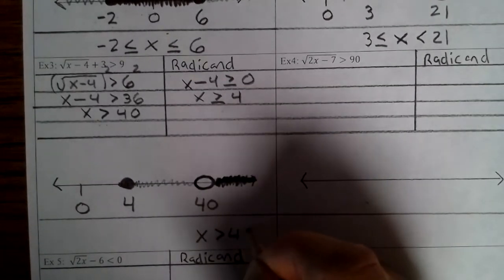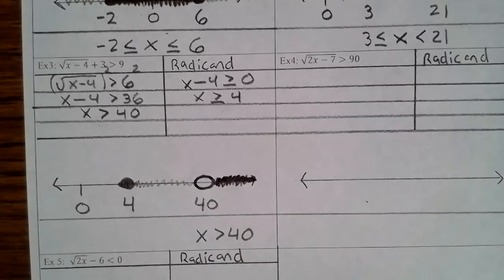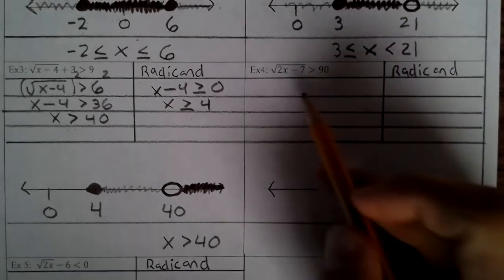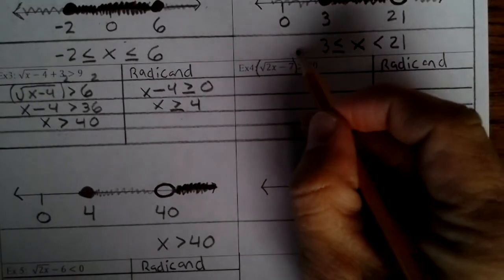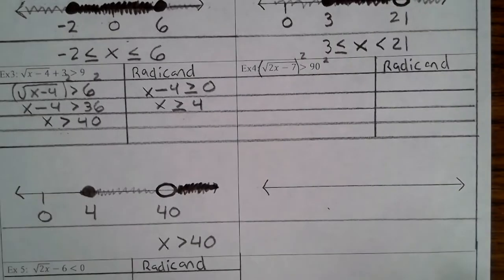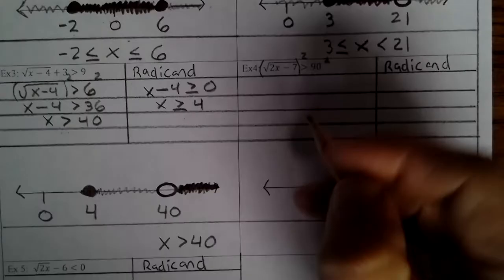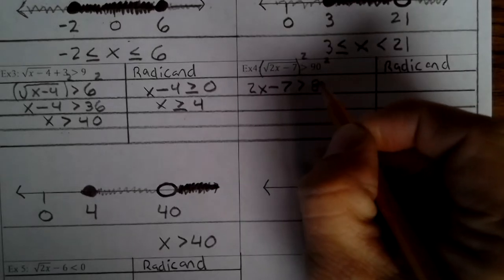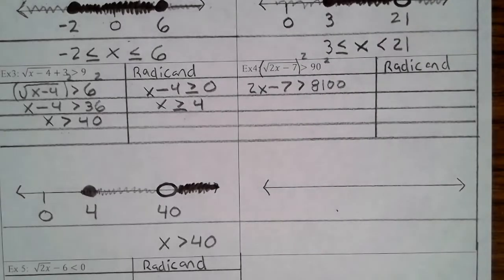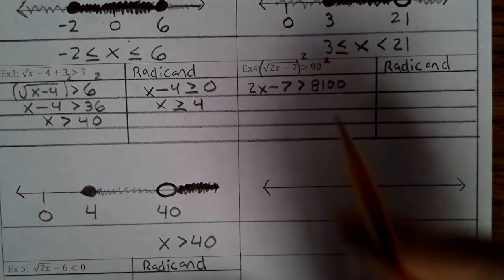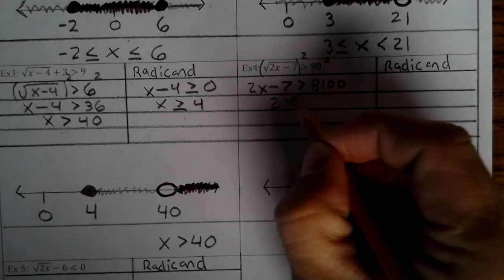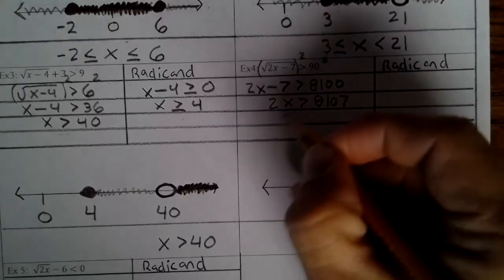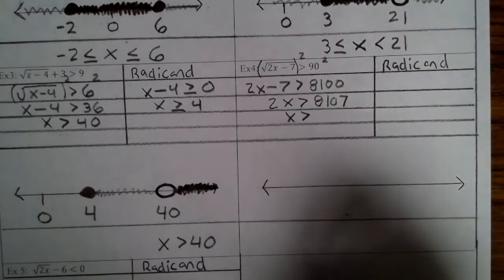All right, let's take a look at example 4. Okay, so the square root's isolated, so we're going to square both sides. So that unsquares the square root, so that's 2x minus 7 greater than 90 squared, which is 8100. Okay, we're going to add 7 to both sides, so you get 2x is greater than 8107. Divide both sides by 2. X is greater than 4053.5.